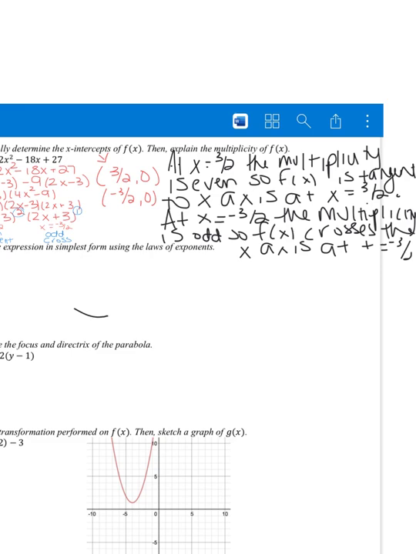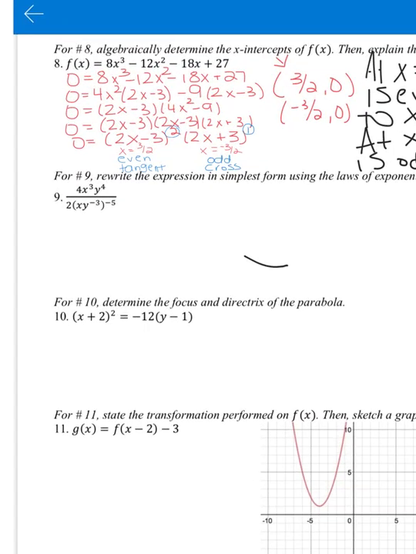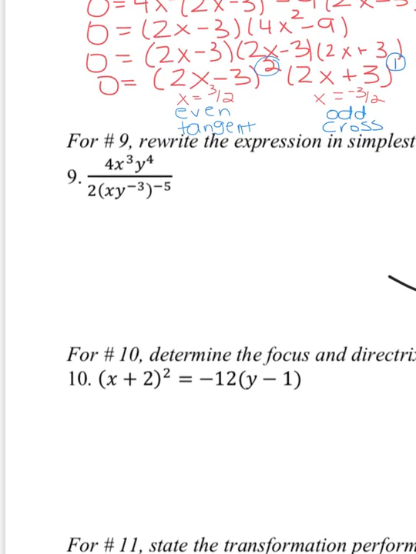Okay, the next question is the laws of exponents. So the top is not being raised to anything, so this all stays the same: 4x to the third, y to the fourth. Divided by 2 is not being raised to the negative fifth. X is being raised to the negative fifth, and y to the negative third is being raised to the negative fifth. So that turns into y to the 15th.